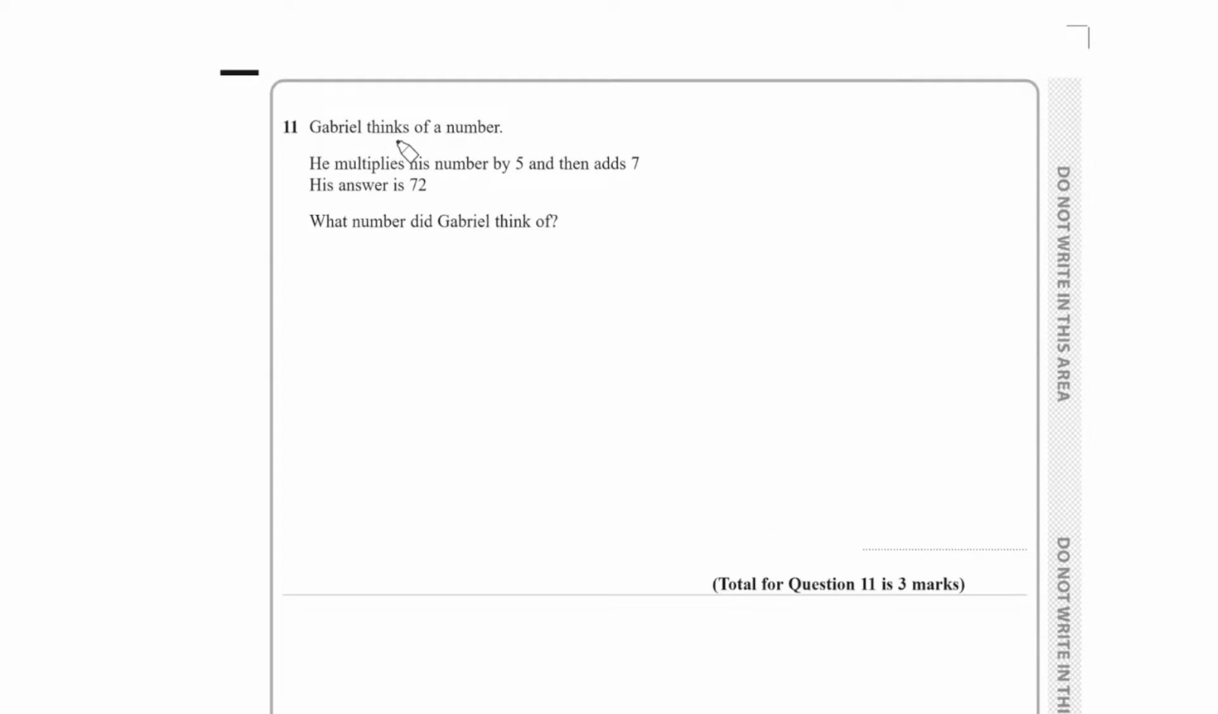So question 11, Gabriel thinks of a number. He multiplies his number by 5 and then adds 7. His answer is 72. What number did Gabriel think of? So we're kind of working backwards here.